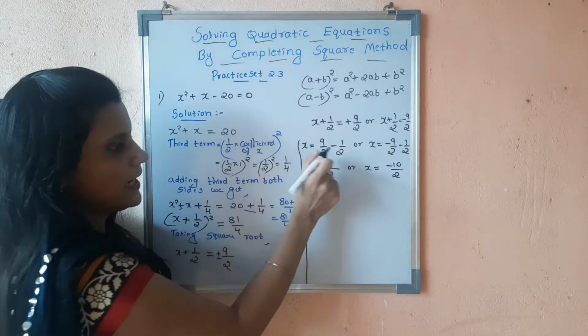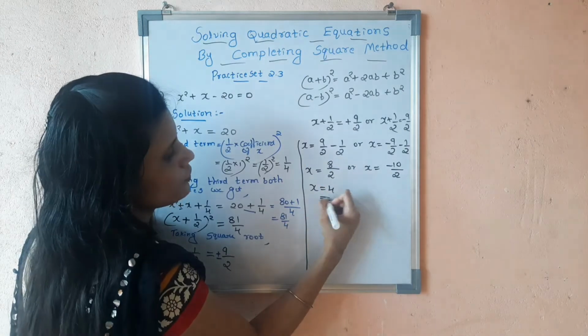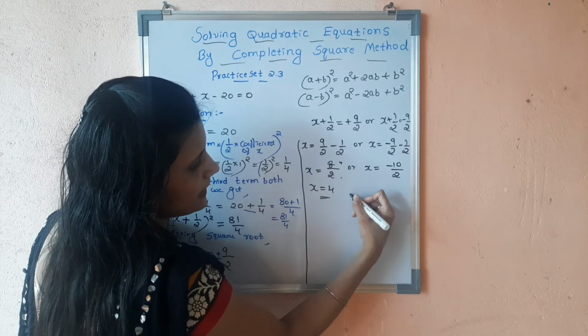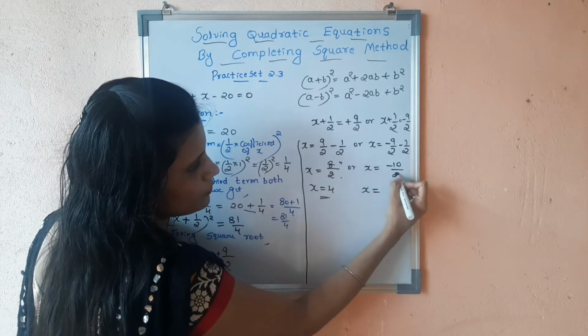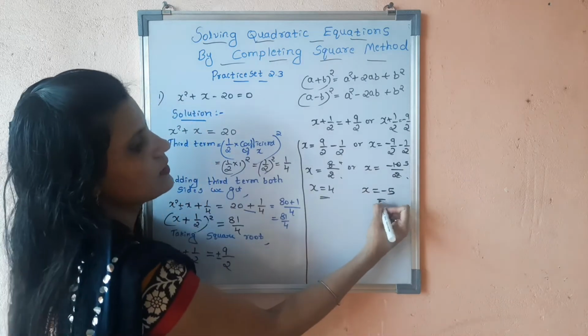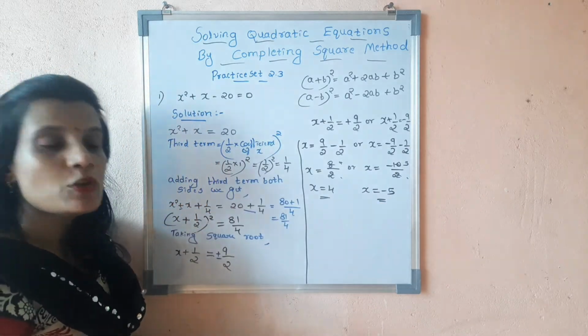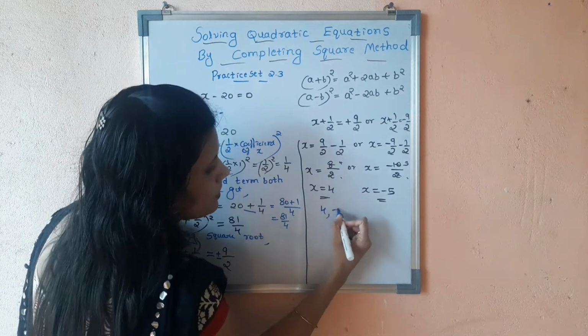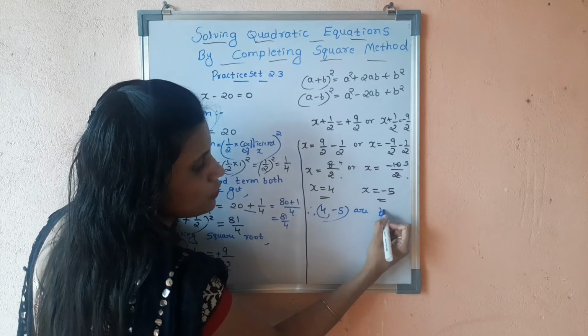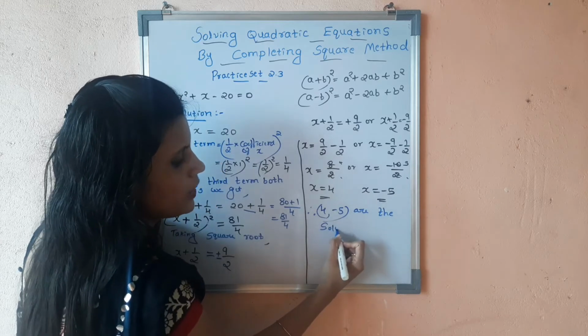So 8 divided by 2 is nothing but 4. Here you will get x is equal to minus 10 divided by 2, 2 5s are 10, so minus 5. We got our final solution of the equation, 4 and 5. Therefore 4 and minus 5 are the solutions of the equation.